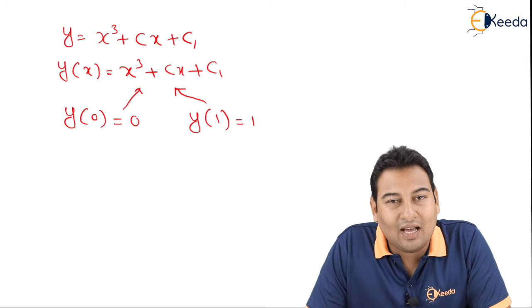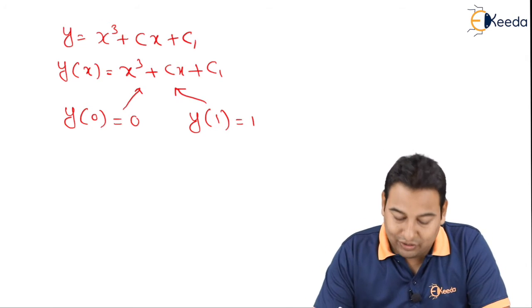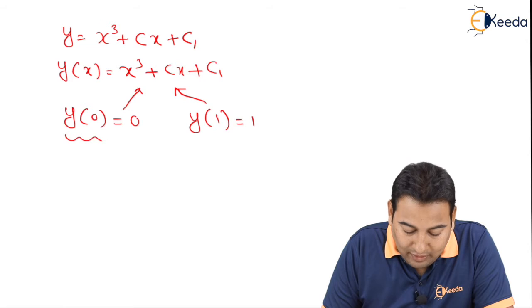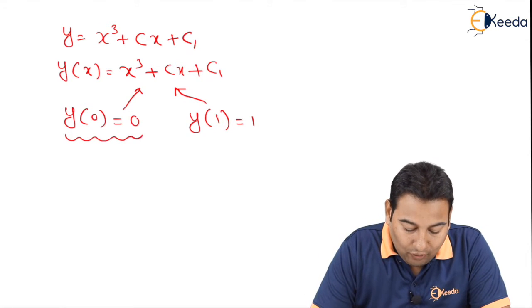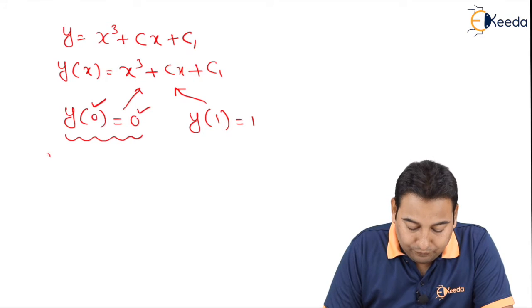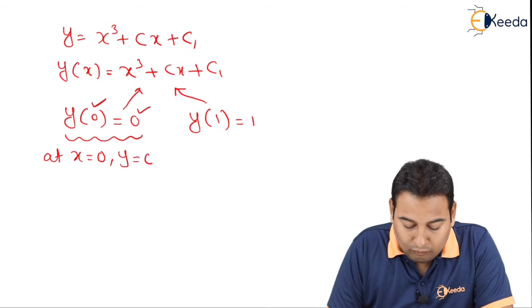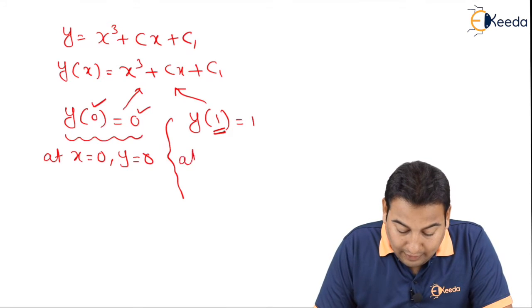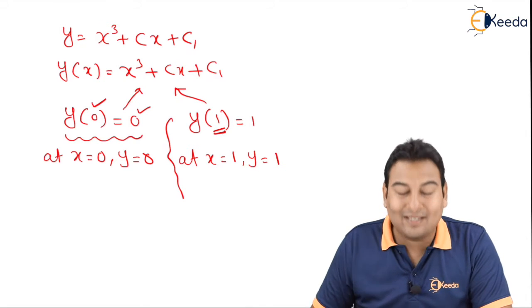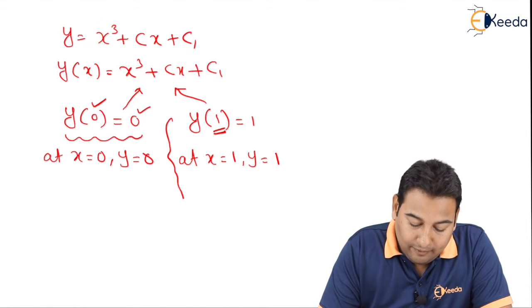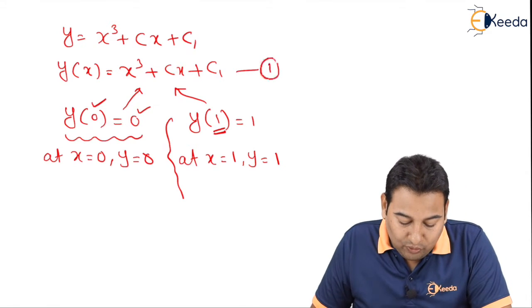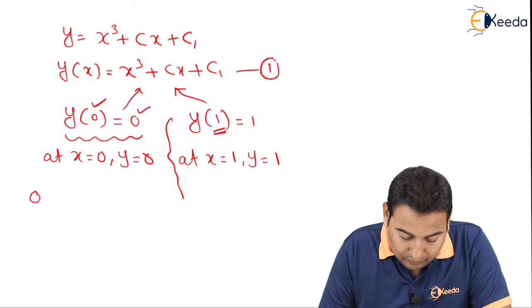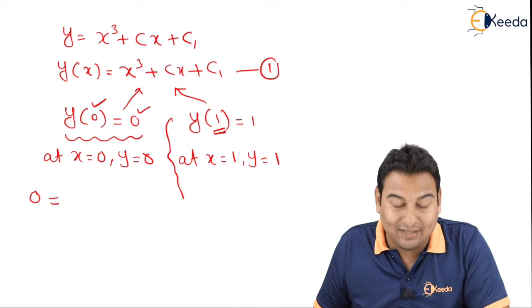Whenever initial conditions are provided to us, our aim is to find the constants, that is c and c1. Let's substitute. What does this actually mean? This means for x equal to 0, y equal to 0. And for the second situation, at x equal to 1, y equal to 1. This is the meaning of the second statement. Let us substitute in equation number 1. If I substitute x equal to 0, y equal to 0, left side it will be 0.